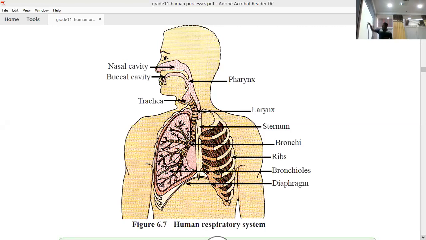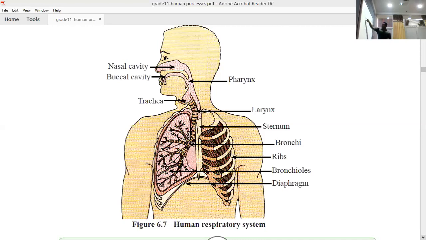Here the sternum and the rib cage, by contraction of intercostal muscles, the sternum and the rib cage move forward and sideways, both.